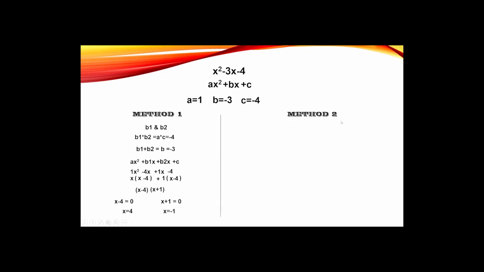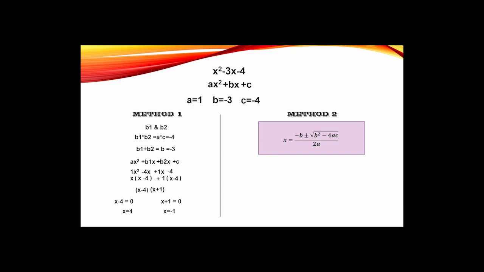Now method 2. In this method, we will use the standard formula, which is x equal to minus b plus or minus square root of b square minus 4ac, whole divided by 2a. This is a very important formula which you have to remember always. Why? That I will tell you in the next slide.